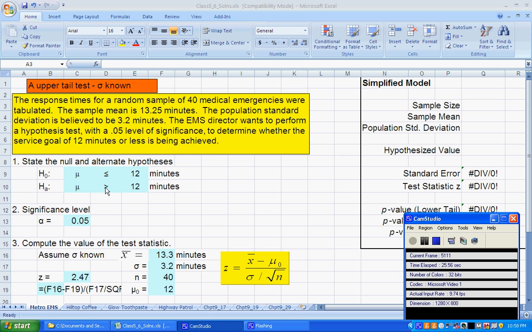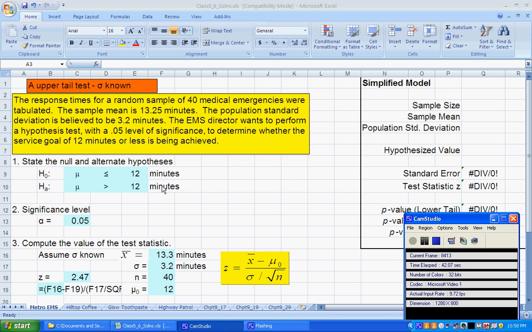If we were looking at a lower tail test, it would point in the lower direction, to the left. It would be a less than. If it were two-tailed, this would be equal. Remember, it would be not equal. Remember, all equal signs go with the null hypothesis.